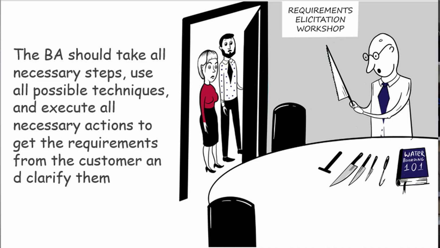The first step of the backlog preparation is the requirement solicitation. The BA collaborates with the authorized stakeholders to identify and clarify the requirements. I will go into details of the requirement solicitation process in upcoming video. However, the general idea is that the BA should take all necessary steps, use all possible techniques, and execute all necessary actions to get the requirements from the customer and clarify them.